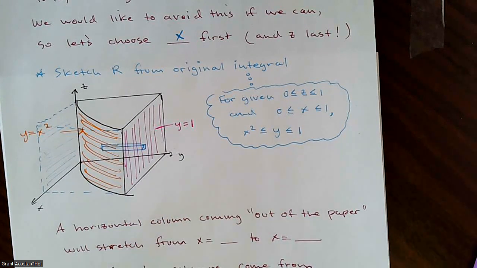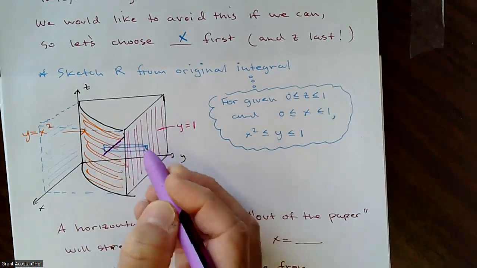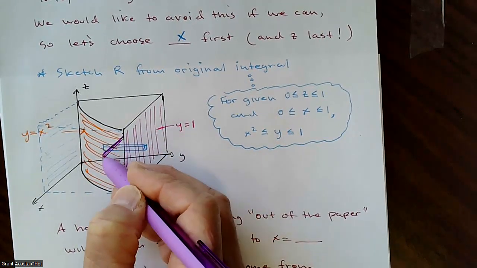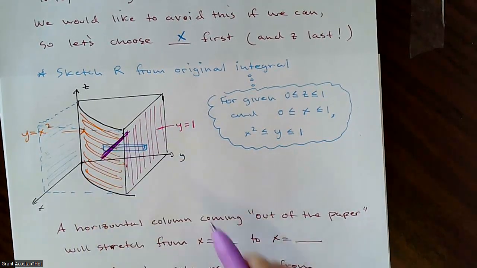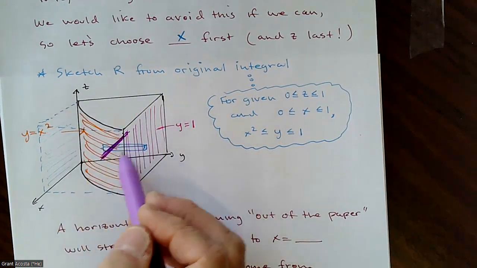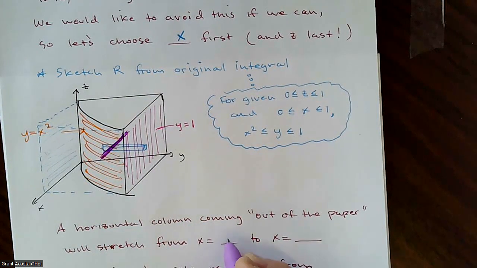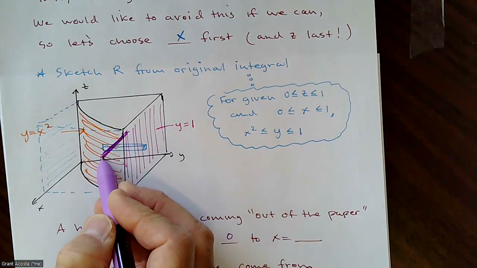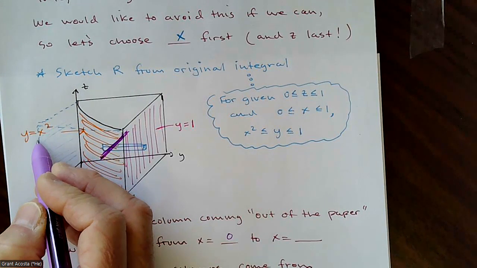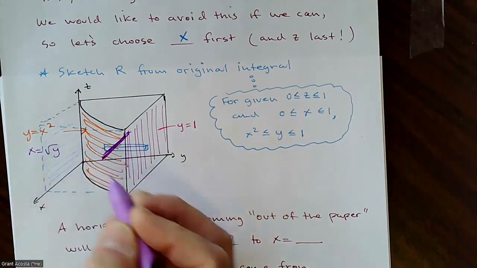Maybe pink. Oh, I already have pink there. Let's try purple. I want to have my columns coming this way, coming from that back plane outwards. So if that's the case, they're going to emanate from this back wall here, which is the equation x equals 0, and the height of those columns is going to be when they hit this curved surface, y equals x squared, also known as x equals root y.